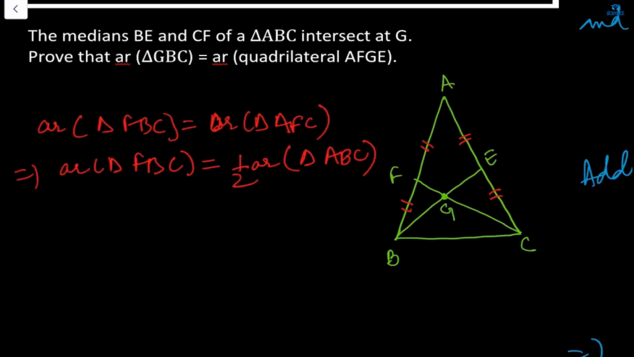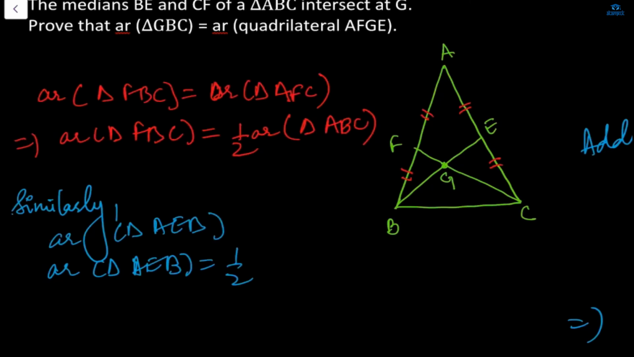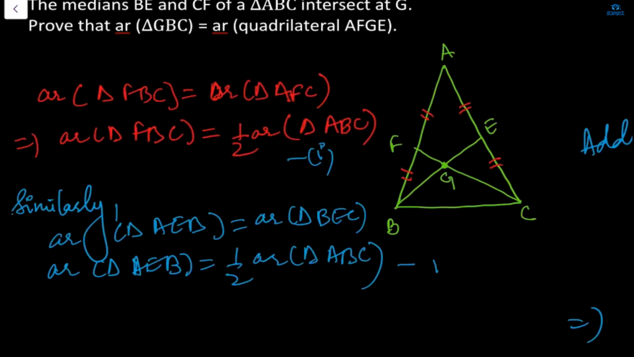Now similarly, we can say that BE is also the median. So area of triangle BEC, or you can write area of triangle AEB. Area of triangle AEB is equal to area of triangle BEC, and it will be half the area of triangle ABC. We'll take this as equation 1, and this as equation 2.